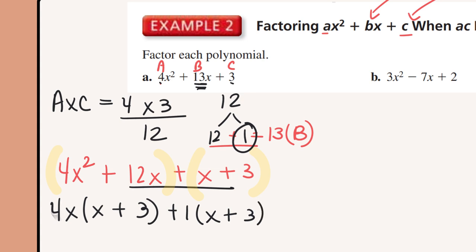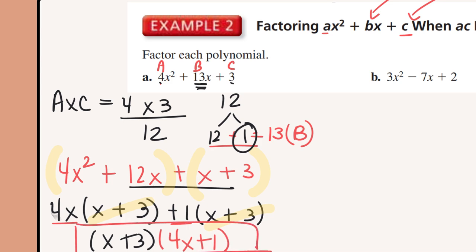Okay, so if you notice, both binomials inside the parentheses are the same, x plus 3 and x plus 3. So our final answer is going to be x plus 3 times 4x plus 1. This right here is our final answer.